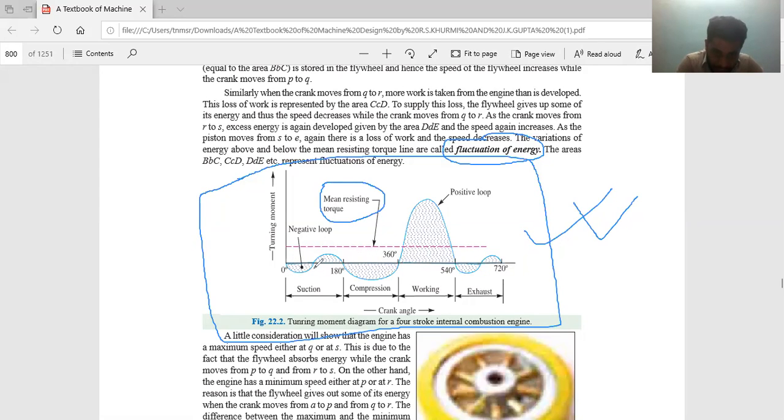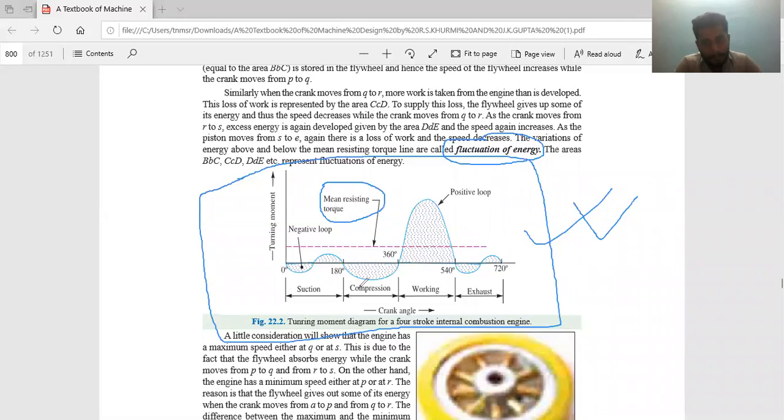Then you can get such a curve. Because I don't know what kind of curve it is, once you do the experiment for different values of theta, how much work done you are getting, how much turning moment you are getting, then only you can plot such a curve. So normally by experiments it has been seen that you get such a curve for different values of theta.